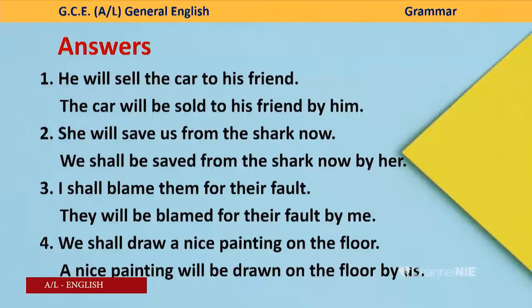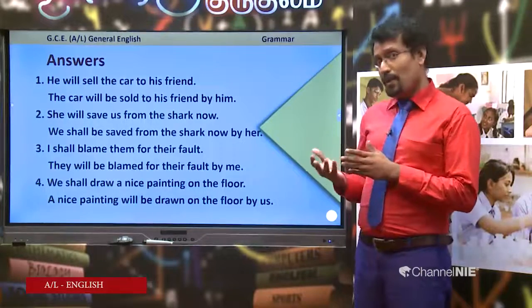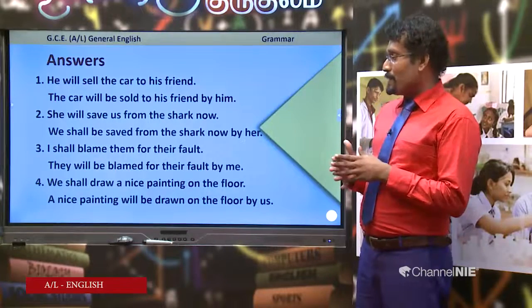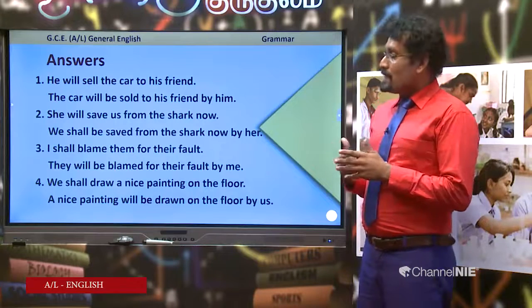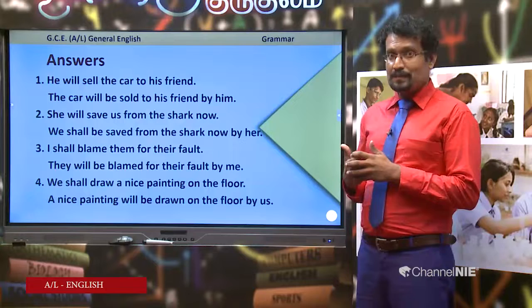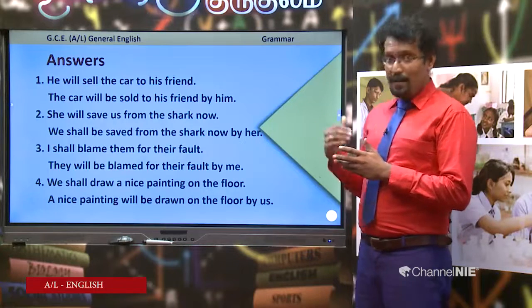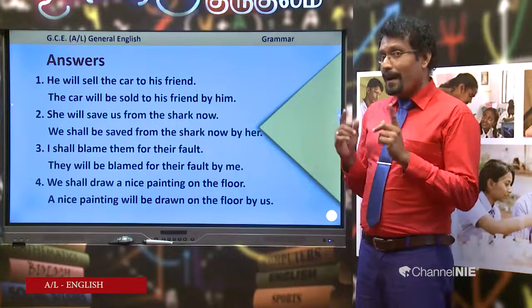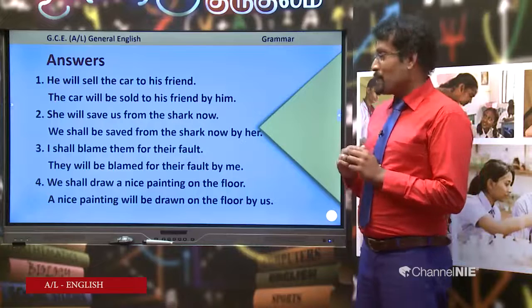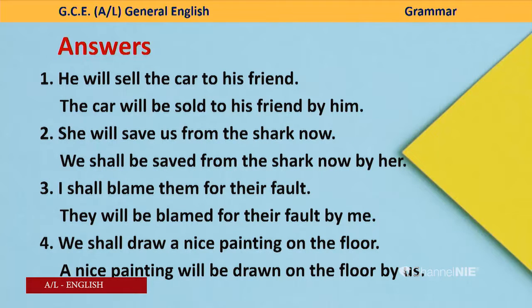These are the answers. He will sell the car to his friend. The car, that is the object, the car will be sold, sell, sold. The car will be sold to his friend by him. She will save us from the shark now. Us becomes we there, we shall be, we shall. You remember that with I and we use shall helping verb. We shall be saved from the shark now by her.